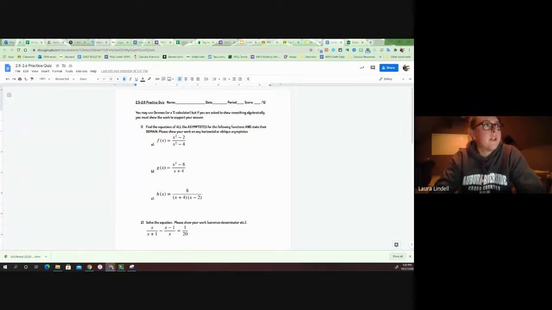Okay, here we go. So for the practice quiz, here it is. The first problem, we're finding all the asymptotes, and then we are stating the domain of each of these functions. So the first thing I would do with each of these is go plot it in Desmos or something like that first, so that you know what you're looking for, so you don't waste any time looking for things that aren't there.